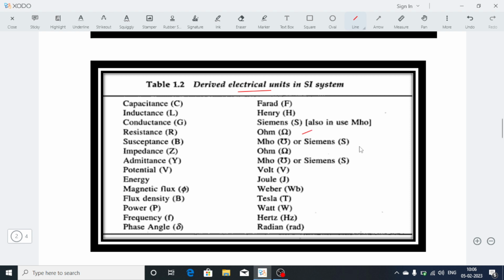Susceptance unit is mho or Siemens. Okay. Impedance unit is ohm. Admittance unit is mho or Siemens. Potential unit is volt. Energy unit is joule. Magnetic flux unit is Weber. Flux density unit is Tesla. Power unit is watt. Frequency unit is hertz. Phase angle unit is radian.